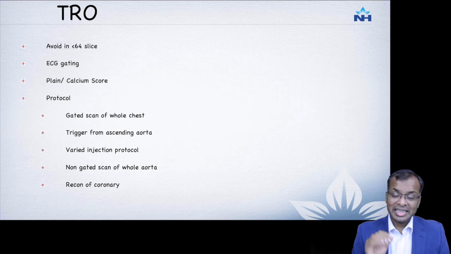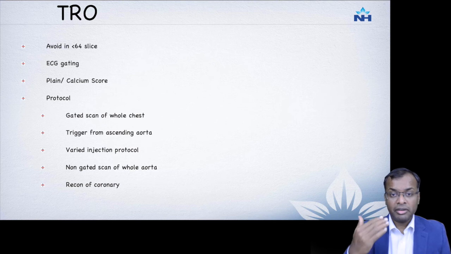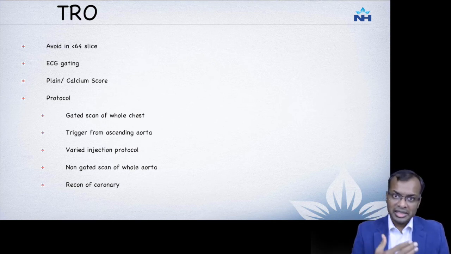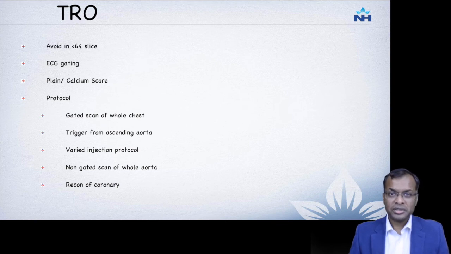Trigger from the ascending aorta. It's an ECG gated study. Again, a varied injection protocol is what you will be using. Then you can follow this up as a second run with a non-gated study of the entire aorta. So if there is a dissection, you can see the true extent of it. If there is a trauma to the aorta, you can see the true extent of it.